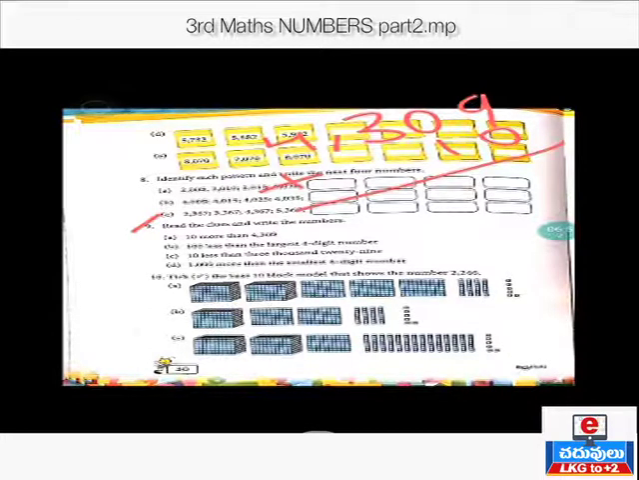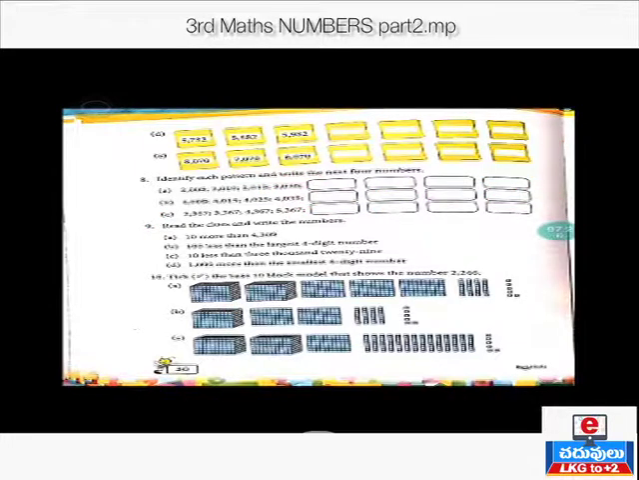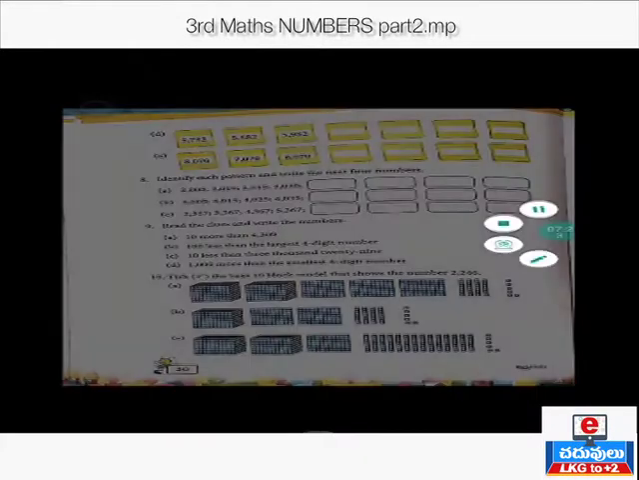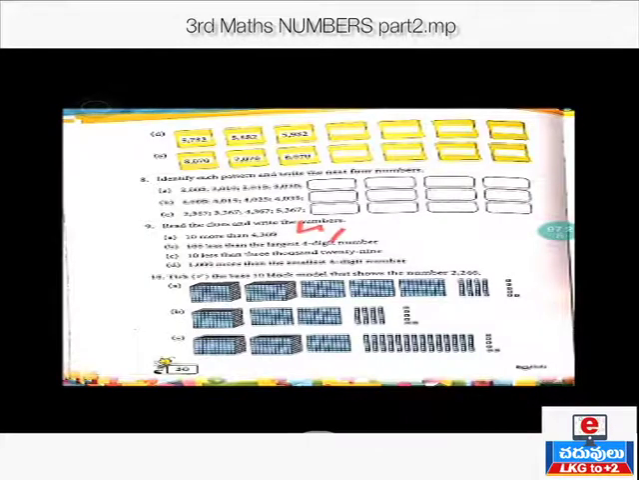So 9 plus 0, 9. 1 plus 0, 1. 3 plus nothing is 3. 4 plus nothing is 4. So they are asking 10 more than 4309. So this is the answer. 10 more than means we have to add the 10 number. So here, 4319.